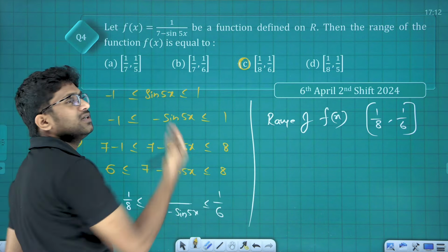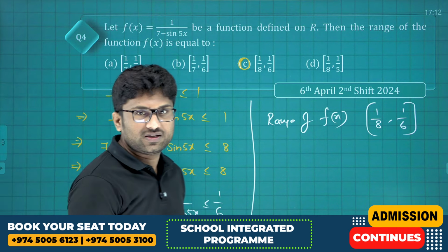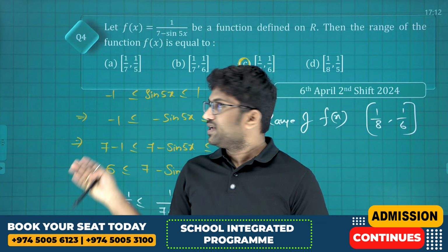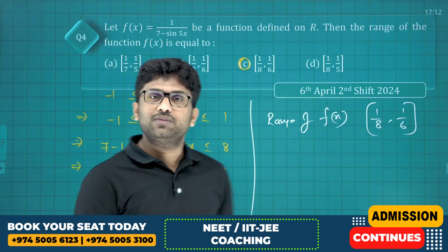Simple. We have just taken the range of sin x. Sin x always ranges from -1 to +1. Even sin 5x also ranges from -1 to +1.